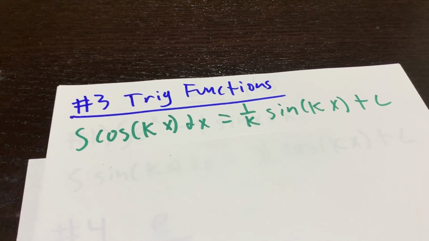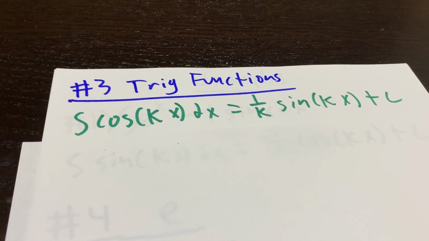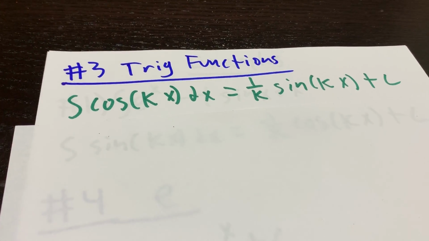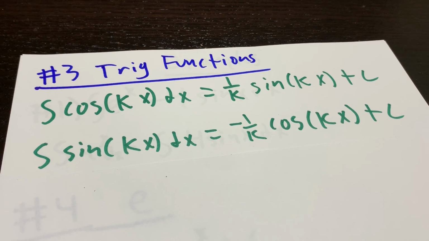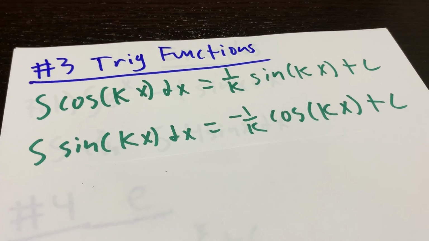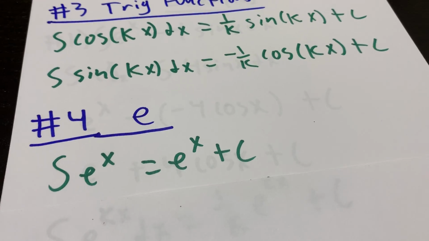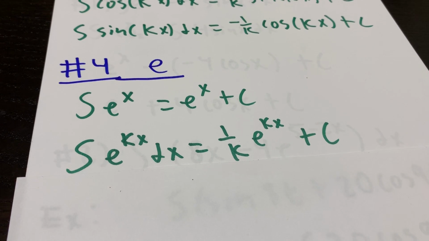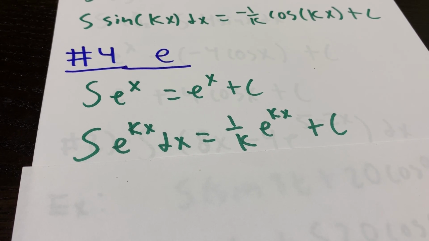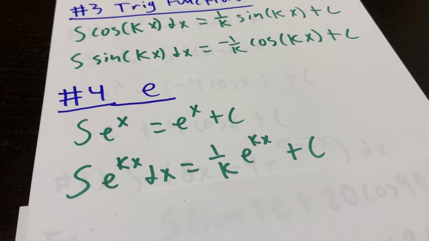Okay, so moving on, another big topic in integrals is the trig functions. The integral of cosine of kx dx is equal to 1 over k times the sine of kx plus c. And the integral of sine of kx dx is equal to -1 over k cosine of kx plus c. And then e to the x is one of the really simple ones. It's just equal to itself plus c. And if it's multiplied by something, it's equal to 1 over k e to the kx plus c. So you basically pull out the inverse of the constant that you're multiplying by x.